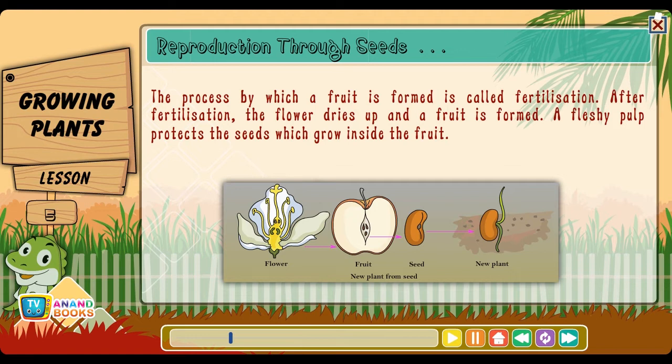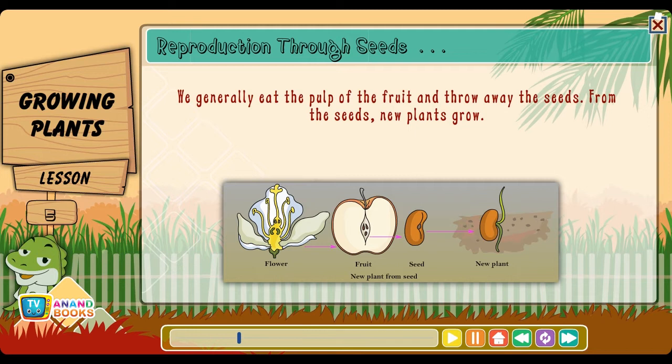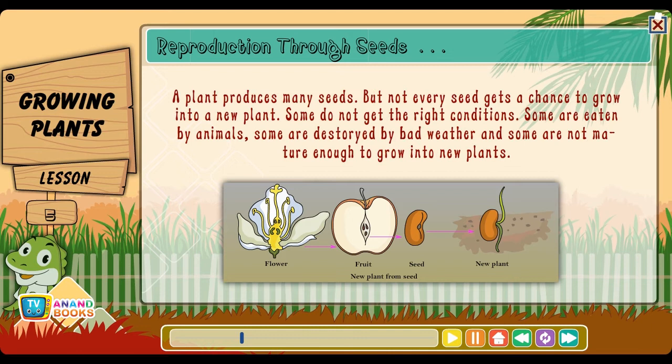After fertilization, the flower dries up and a fruit is formed. A fleshy pulp protects the seeds which grow inside the fruit. We generally eat the pulp of the fruit and throw away the seeds. From the seeds, new plants grow. A plant produces many seeds, but not every seed gets a chance to grow into a new plant. Some do not get the right conditions. Some are eaten by animals, some are destroyed by bad weather, and some are not mature enough to grow into new plants.